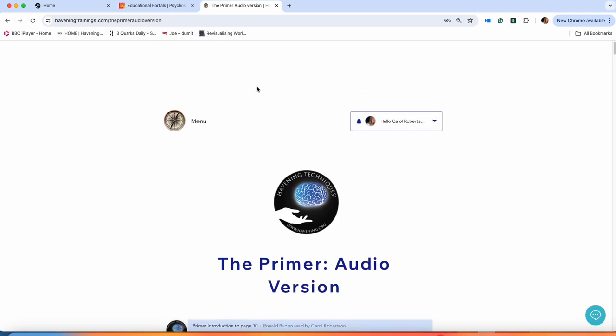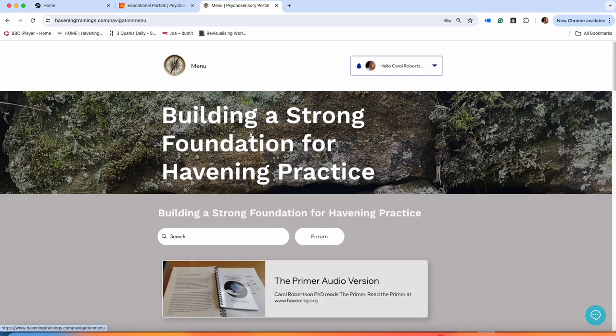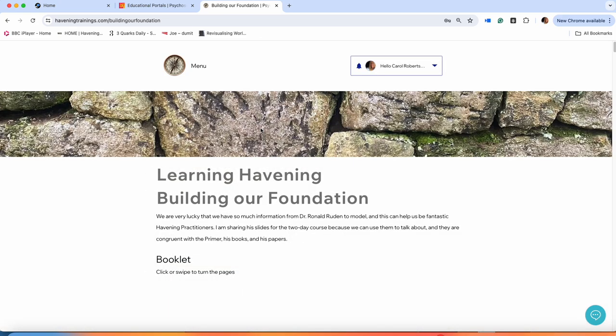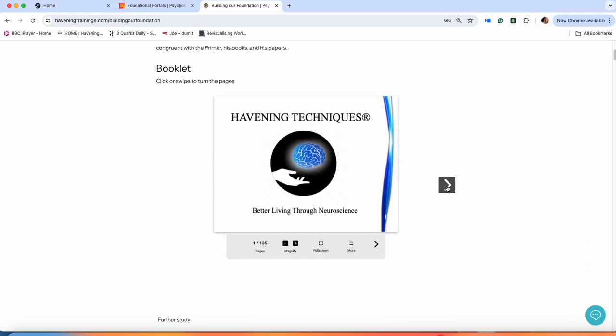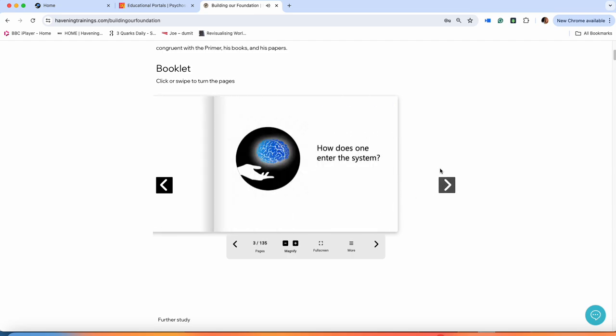So let's go back up. So to get out of that, you just go to the menu. This is the slides from the 2-day course. So if we were doing a 2-day course, these are the slides that we would use. So you can use them. You can see what we'd be doing. And you can see the kind of questions that the Rudens ask. So it's a very interesting way to start the talk, isn't it?